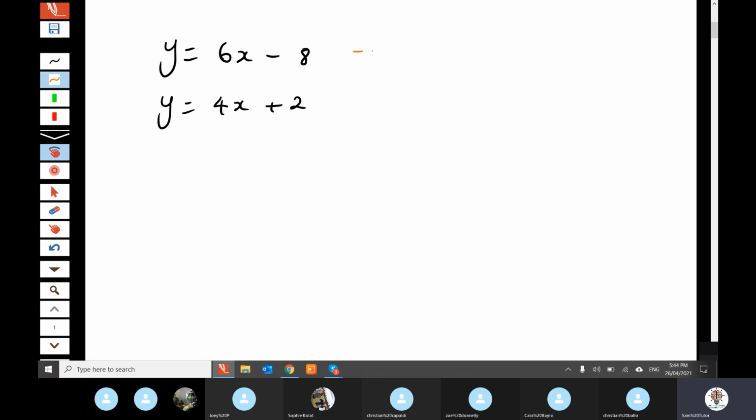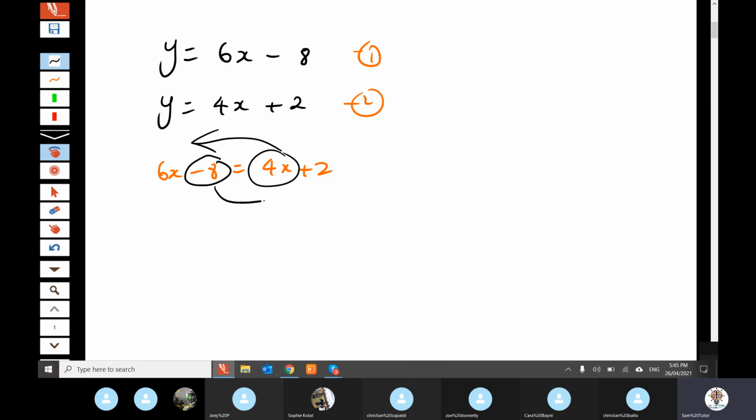Okay, straight away, you guys are going to just say, right, what equals what? 6x minus 8 equals 4x plus 2. Take the 4x away to the other side. Take the negative 8 to the right-hand side. So 6 take away 4 is 2, plus 8. x equals 5.